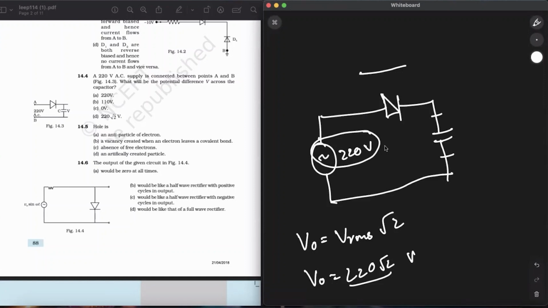So what will be that value? It will be VRMS multiplied by under root 2. So V naught, under root 2, will be the value. 220 under root 2 will be the correct answer for this. That will be option 4.